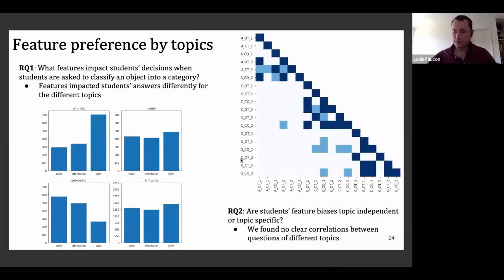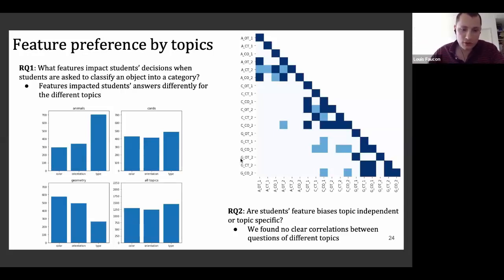Finally, to answer the research questions I mentioned at the beginning, the first one was what features impact student decisions when they are asked to classify objects into categories. And for this, we saw that for different topics, the students paid attention to different features. So for example, they cared more about the type, which for animals was the family of animals, whether they are fish, birds, or other types.